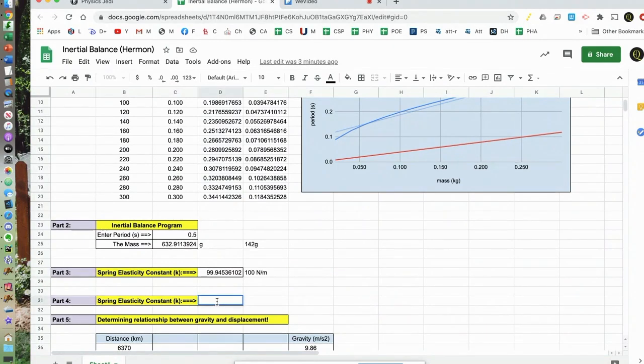I'm going to do equals pi, in parentheses, and square it. And you get about 9.89, which is interesting. It's really close to gravity. Gravity is really close to pi squared. It's an unusual thing that gravity on Earth is close to pi squared. So that's how you find the k value, by solving that equation.